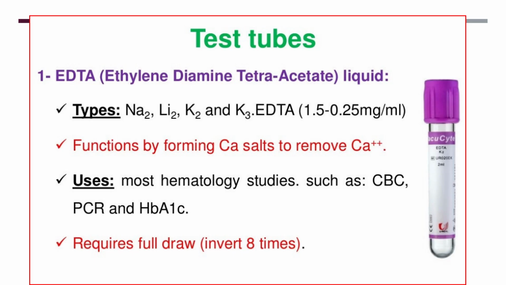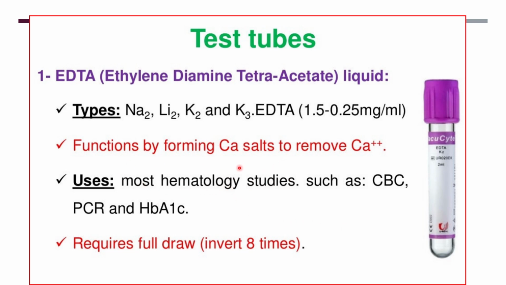Now, the test tubes of EDTA will look like this. This having a purple color, and it comes in various types that we have just talked about in the previous slide. The function of this EDTA is basically to remove the calcium ions. This vacutainer is used in most of the hematological studies.